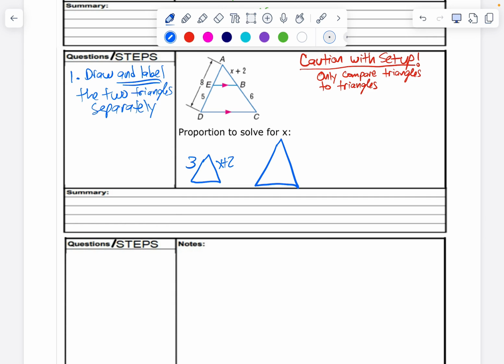Okay, what's the left side of the big one? 8's right side? Yeah, x plus 2 plus 6, or x plus 8. Okay. Set up your proportion based on the separate drawing.